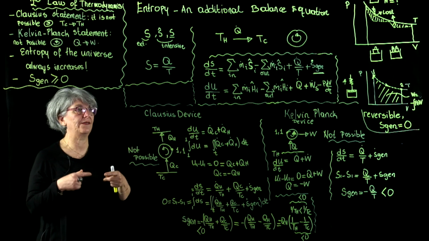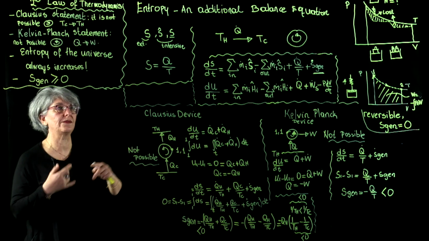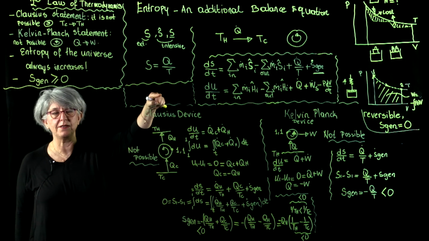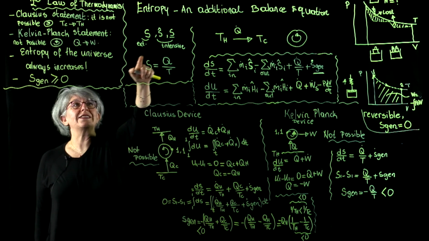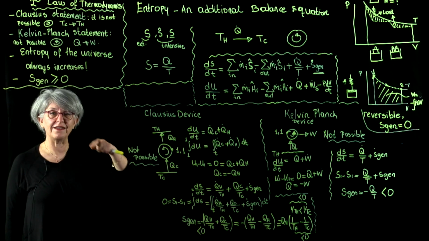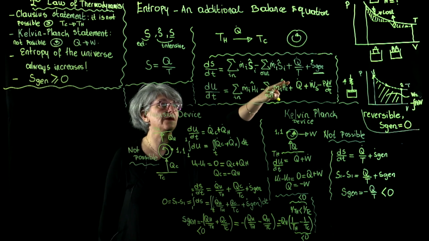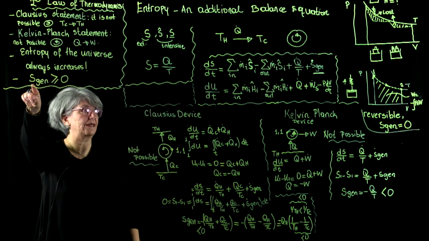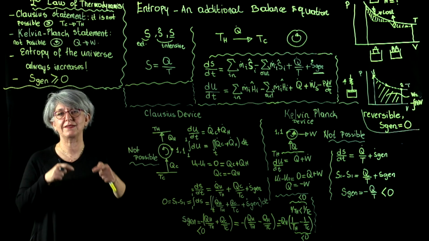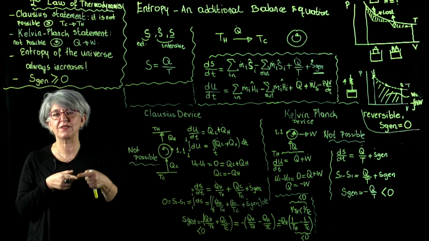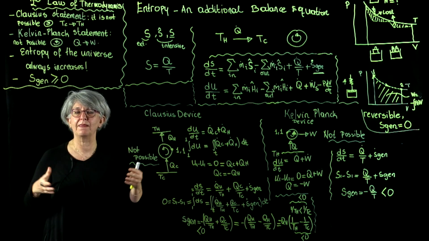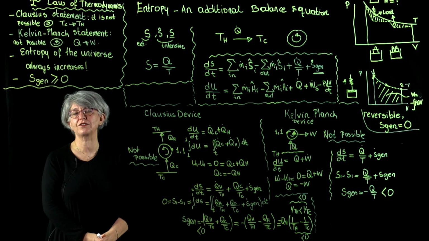So if we summarize, we have a new state variable, which is entropy. By definition, it is Q over T. It is a state variable. It has extensive and intensive components. We can write balance equations on entropy. And unlike energy or mass, entropy is generated. And this entropy generation is how we use this balance equation to test the processes against nature's laws.